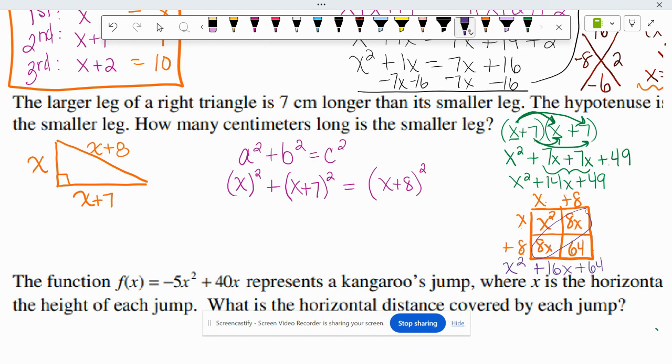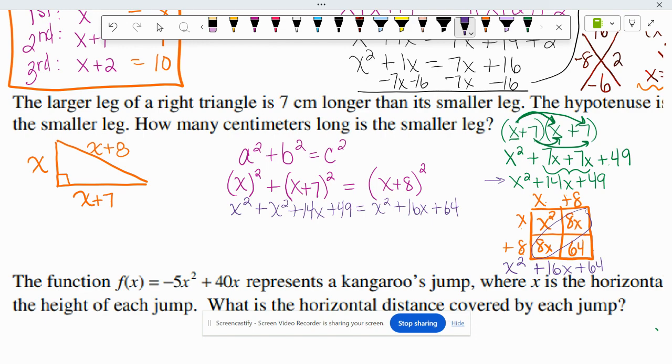All right, so let's rewrite this. X, the quantity squared, is just that, x squared, plus x plus 7, the quantity squared. Well, that's this guy right here, plus x squared plus 14x plus 49 equals x plus 8, the quantity squared. Well, that's this right here, x squared plus 16x plus 64.